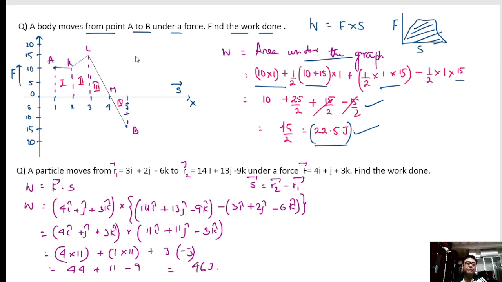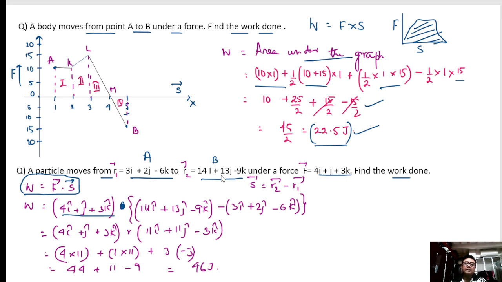Find the area. Next, a particle moves from this initial point to this final point, and the force is given to us. Find the work done. Work done is a scalar quantity, F dot S. This is my F, and we have to do the dot product, from A to B.